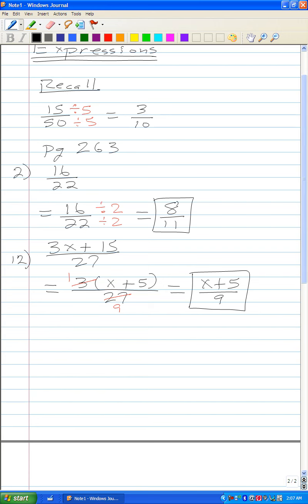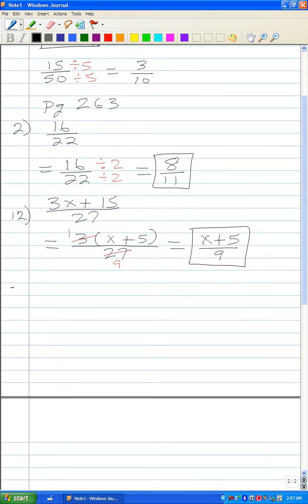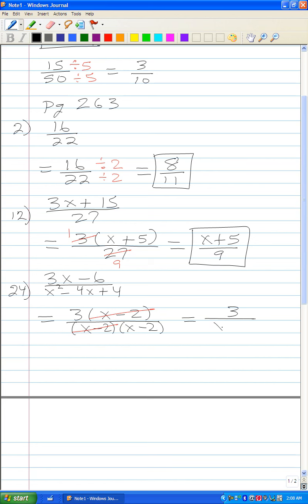Let me do problem number 24. 3x minus 6 over x squared minus 4x plus 4. And so let me factor the numerator. So I have a 3 in common. What remains is x minus 2. For the denominator, well, it's a perfect square trinomial. So it just factors into x minus 2 times x minus 2. The x minus 2's cancel. So I get 3 over x minus 2.